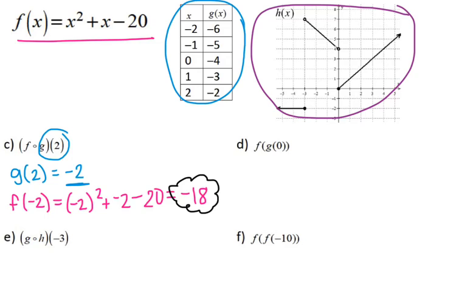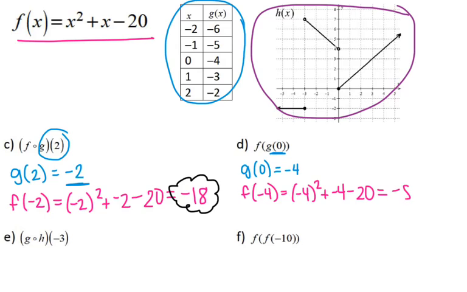For letter D, I'm going to start with g of 0 first, because you always start with your rightmost function. So g of 0, looking at my table, g of 0 is negative 4. So this becomes the input for the next function. So now I'm going to take f of negative 4. So I have negative 4 squared plus negative 4 minus 20, which is negative 8.